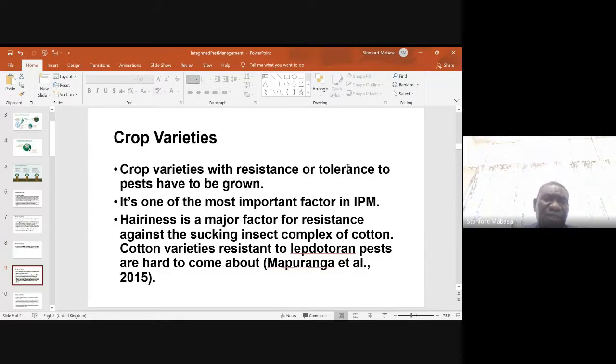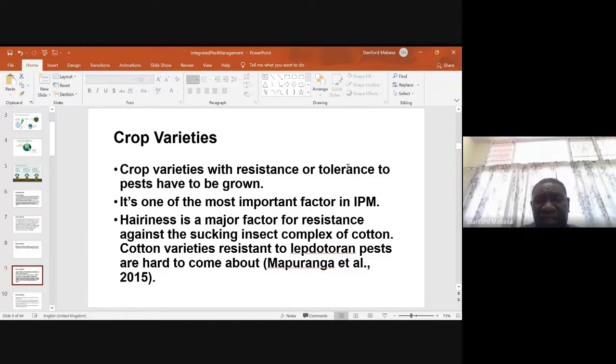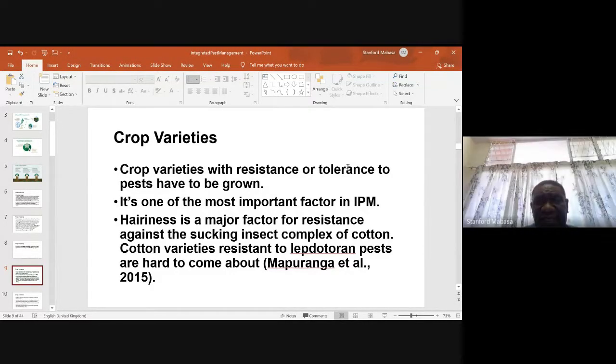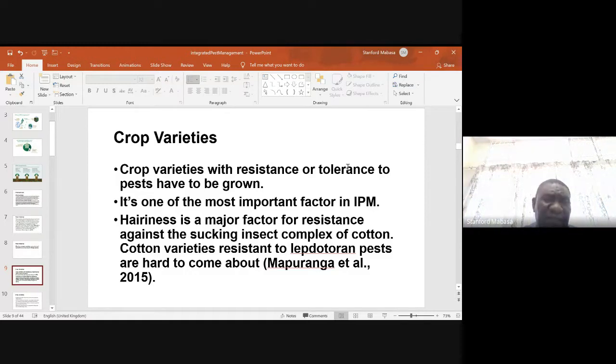We can actually use crop varieties to reduce the incidence of pests. There are certain crop varieties with resistance or tolerance to pests, and we can actually grow these varieties. It is one of the most important factors in IPM.